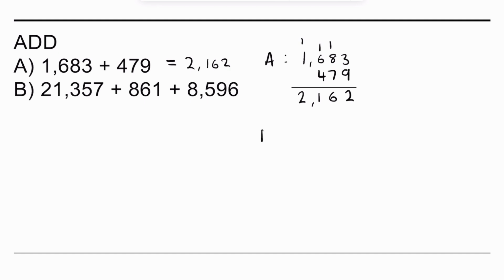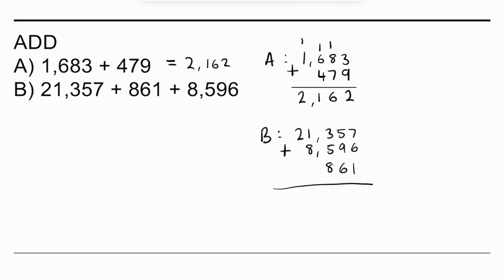So for B, I like to write the numbers in decreasing order of how high the value is. So on the top one, I'd put 21,357. And I did make an error here, so you should really add the plus there as well. And so we've got plus, and then I would put 8,596. And then finally, I would put 861.